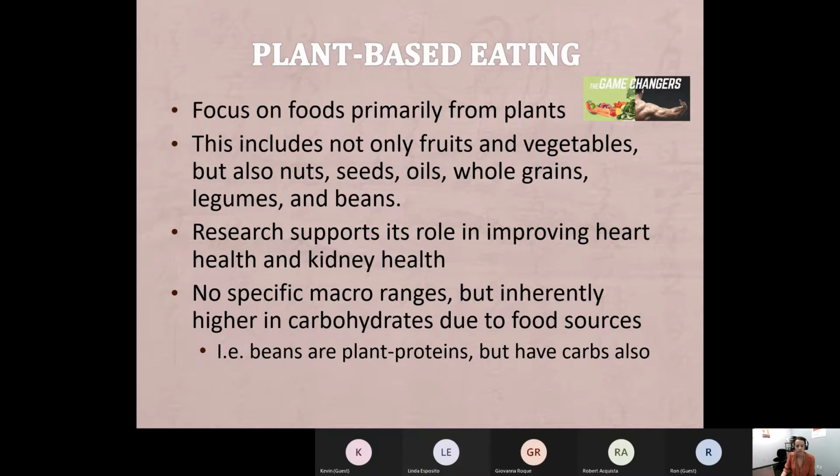I don't know if you've seen the Netflix documentary Game Changers, but that got a lot of people to start thinking about being more plant-based. It was definitely an extremist documentary, but there are some benefits to eating plant-based. And it's not vegan, it's just mostly plants.